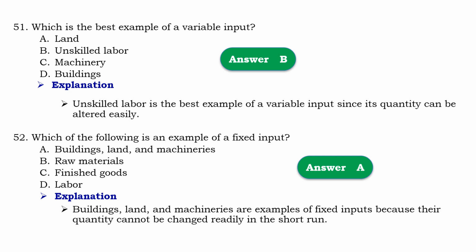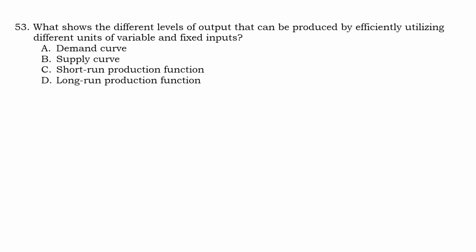that building, land and machinery are examples of fixed input because their quantity cannot be changed readily in short run. Question number 53, what shows the different level of output that can be produced by efficiently utilizing different units of variable and fixed input?